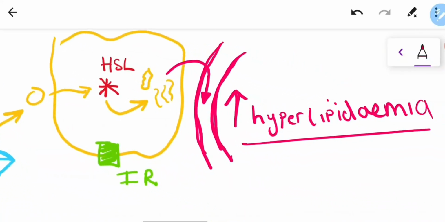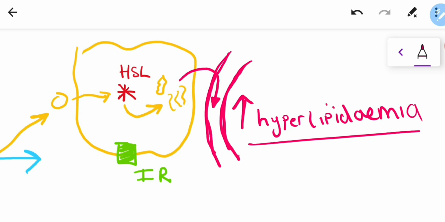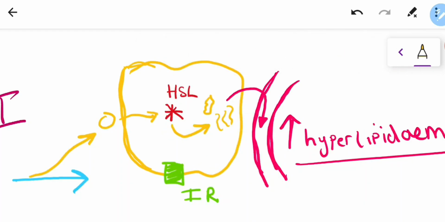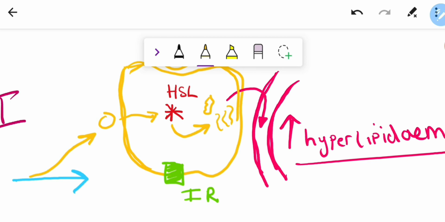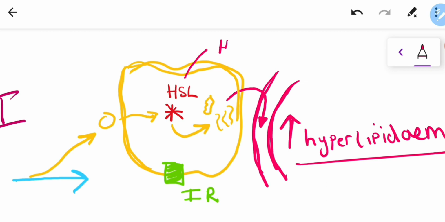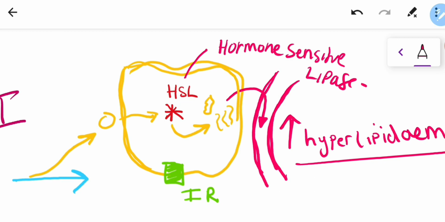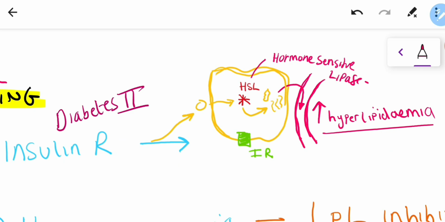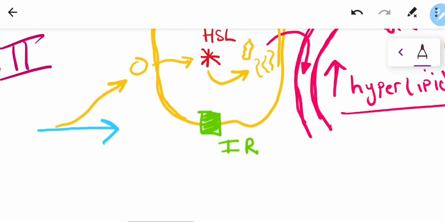Now, let's go into this a little bit more. Within, let's say, an adipocyte, this yellow structure is an adipocyte. Within this adipocyte, you have HSL, which is hormone sensitive lipase. The job of hormone sensitive lipase is essentially to break down the fats. Now, physiologically, this shouldn't be active when insulin binds.